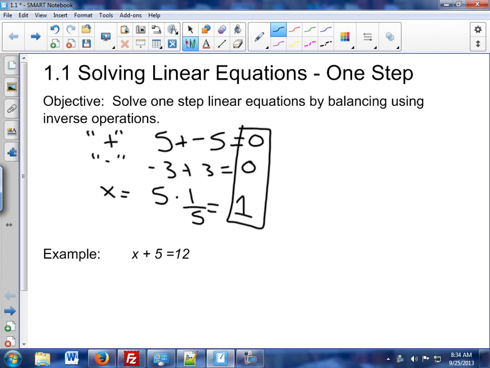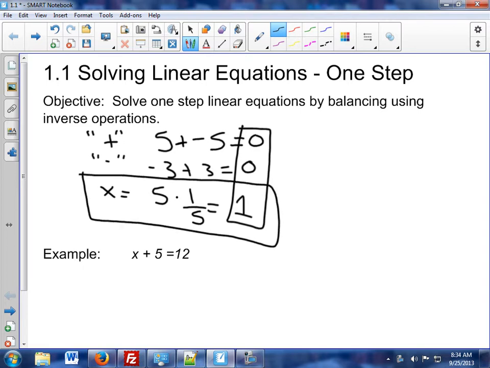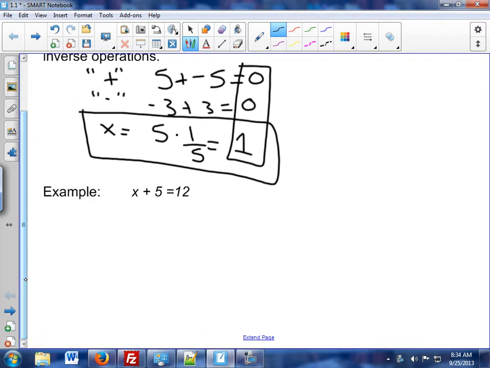Okay. Again, if you take 5, you add its inverse, you get 0. If you have -3, you add its inverse, you get 0. This is a big one in upper level algebra. Okay? x, take 5 times 1 over 5, you get 1. Okay? So my example here, we have finally hit algebra.